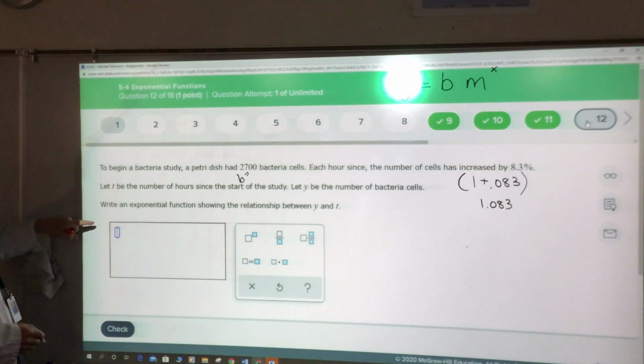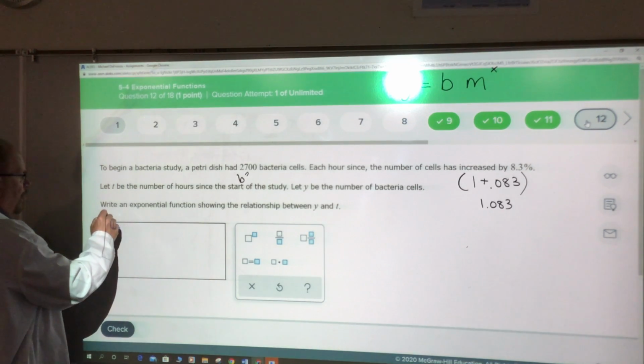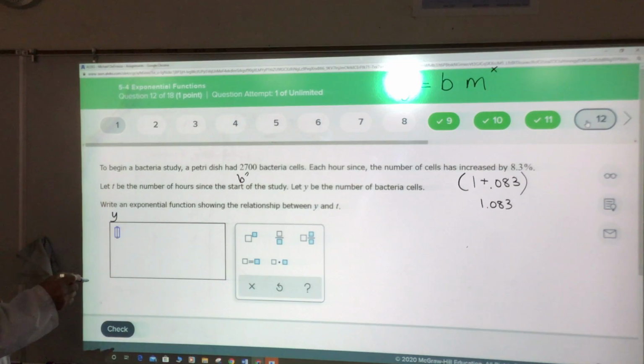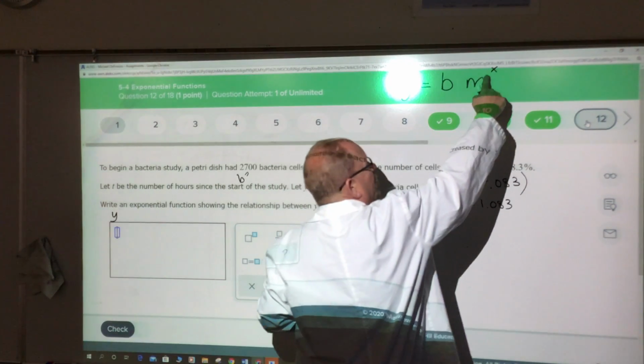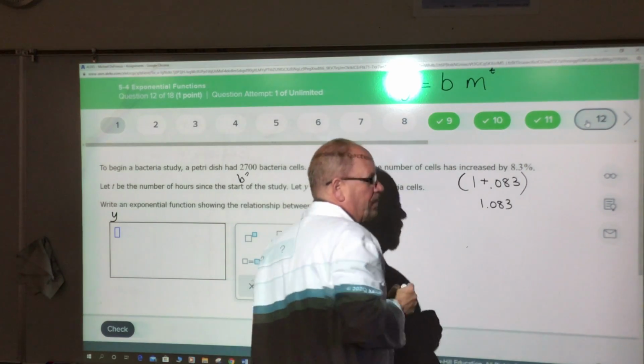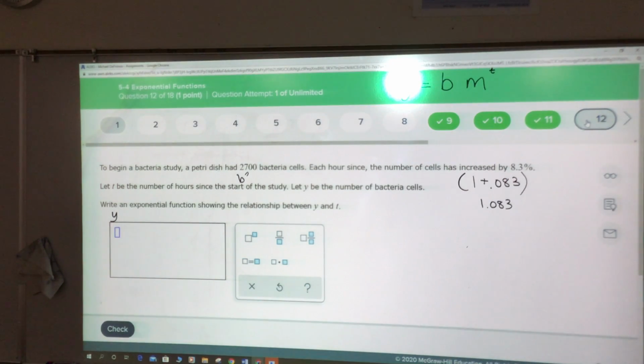So our exponential function is going to be y equals, do they tell us y and t? Okay, in this case we're not using an x, we're using a t. Don't forget to write y equals 2700 times, put it in parentheses, 1.083, close your parentheses, and raise it to the t power. Okay? You following me?